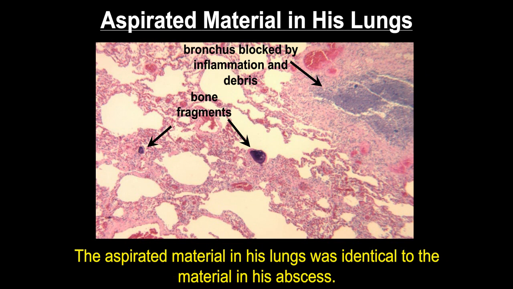When I looked at the lung at autopsy, the conducting airways, shown here on the side, with the arrow indicating a bronchus, were blocked by the same material that was in the mediastinum. And you can see the arrows highlighting the bone fragments in the lung itself. So the aspirated material in his lungs was identical to the material in the abscess, including bone fragments.